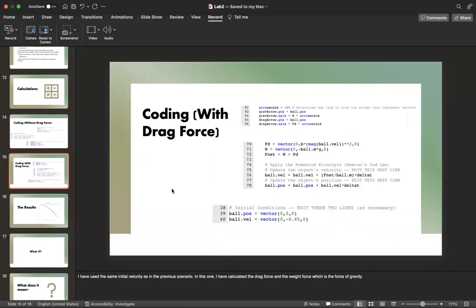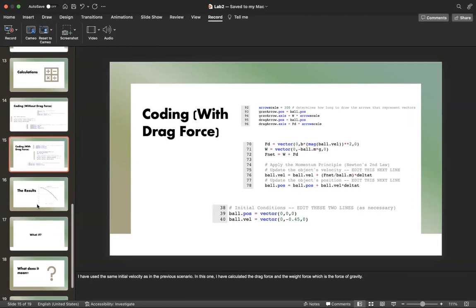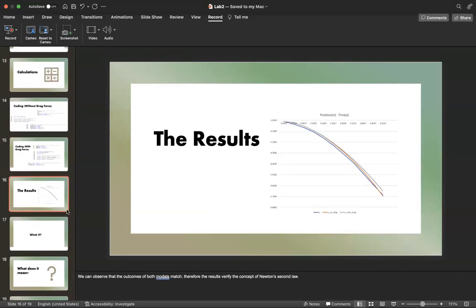The coding with the drag force used the same initial velocity as in the previous scenario. In this one, I have also calculated the drag force and the weight force, which is the force of gravity. And then I did the calculation to find F net. So for the results, we can observe that the outcomes of both models match. You can see that both exponentials are pointing downwards. Therefore, the results verify the concept of Newton's second law.